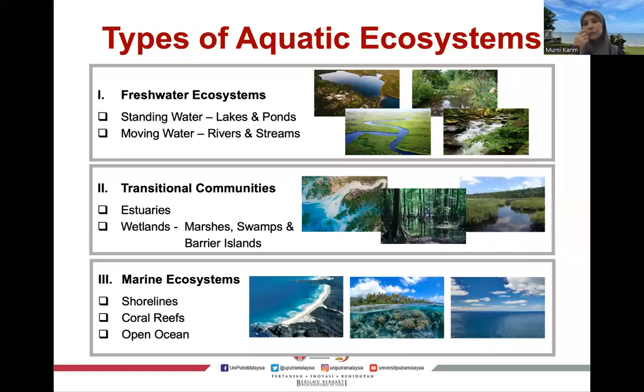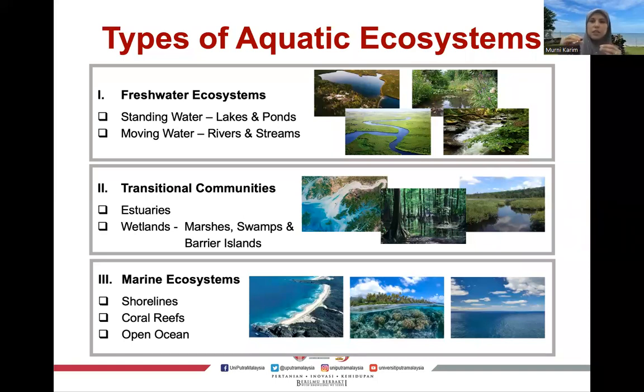Moving water, like streams and rivers. So we call it moving because the water moves from end to end. So it has its own flow. And then the second type of aquatic ecosystem, they call it transitional communities.